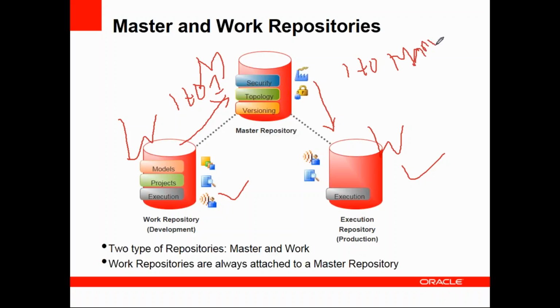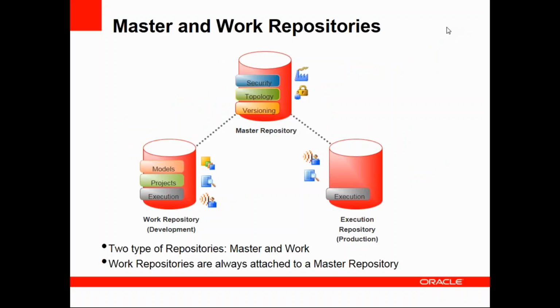So my question is, in one environment, can there be only one master repository or multiple master repositories? Only one master repository. Okay, and when you say work repository development and production, what is the difference actually? I'm trying to relate everything to Informatica because this is what I do. In Informatica, we had that repository concept where all the metadata and everything lies. Now I'm trying to understand what's the difference between two work repositories.